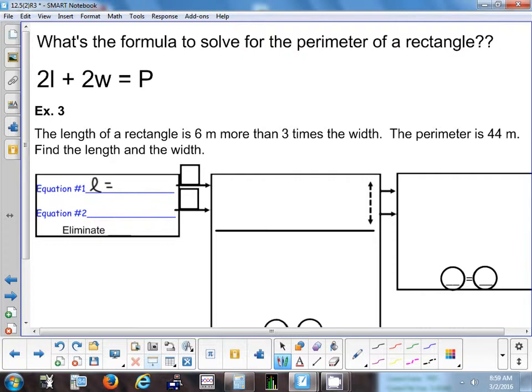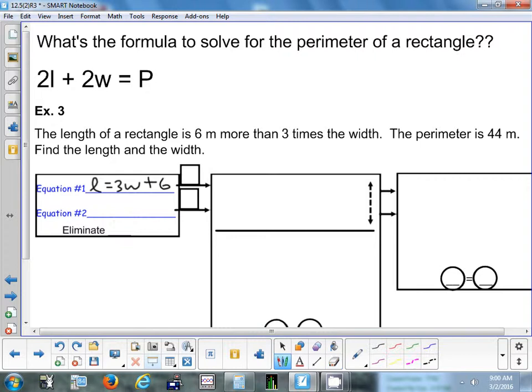Just be careful when it's subtraction, the order that we do it in. But here, that's fine. You've got 3 times the width, and then they want 6 more than that. So 3W is 3 times the width, plus 6, that makes it 6 more. You could have 6 plus 3W, that is okay here. But if it said the length of a rectangle is 6 less than 3 times the width, you have to do it like this. You couldn't flip it. Does everyone see that? So we usually try to put the number by itself at the end, with the letter right after the equal sign.